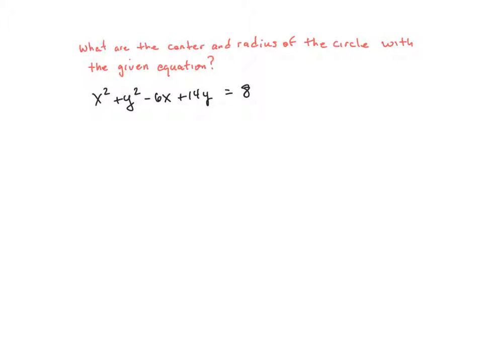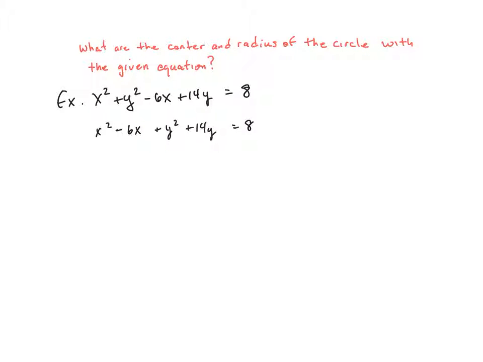okay, what we have here is it says, what are the center and radius of the circle with the given equation? And the equation is x squared plus y squared minus 6x plus 14y equals 8. We do not have enough information to create what would appear to be our standard form, so we are going to have to complete the square. So let's go ahead and group our information together. I have x squared, and by grouping I want to get my like variables together. I have x squared minus 6x plus y squared plus 14y equals 8.